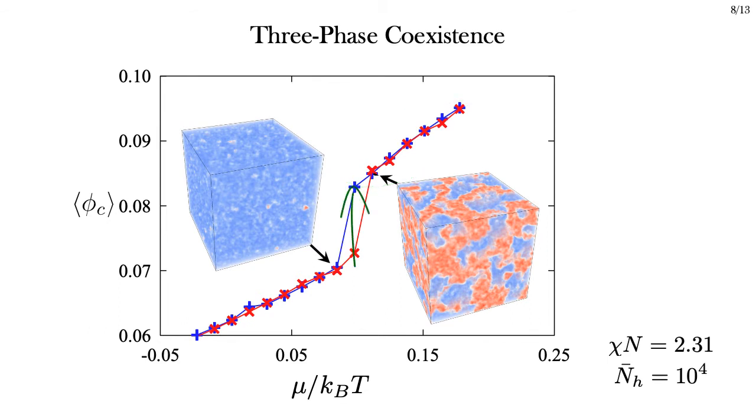In between, there's a jump in the amount of copolymer. This indicates coexistence between the A and B rich phases and the microemulsions. We also did similar calculations at higher Chi-N looking at AB-Lam coexistence, but they're not shown here.